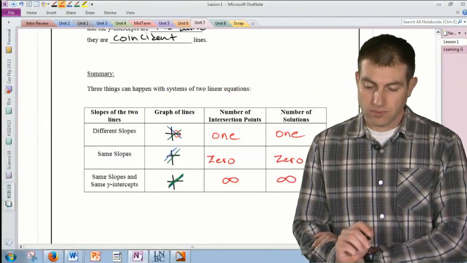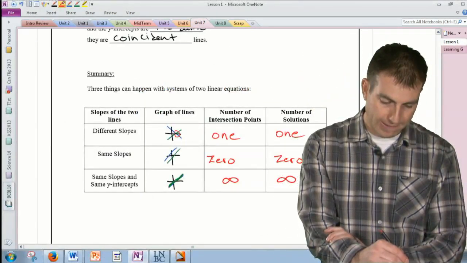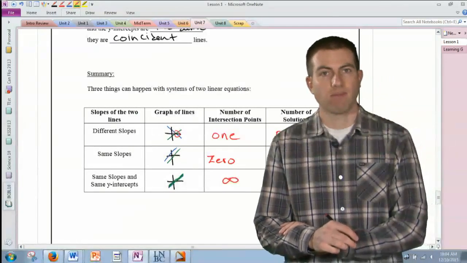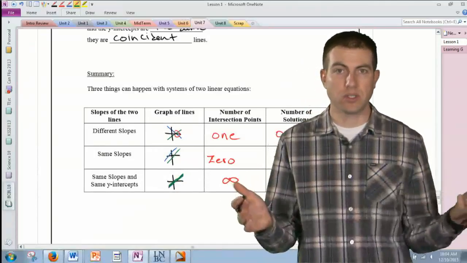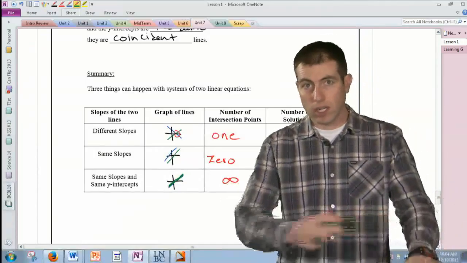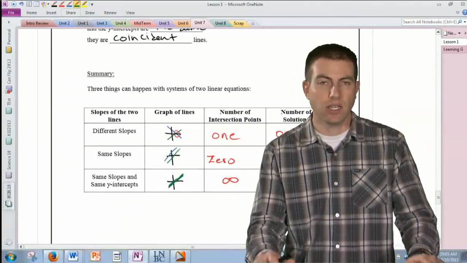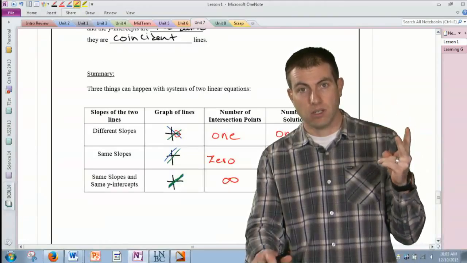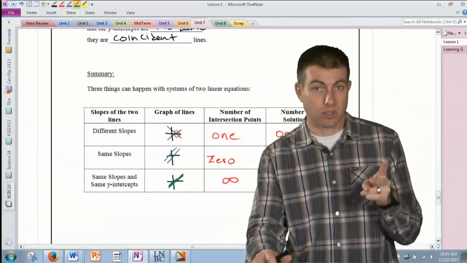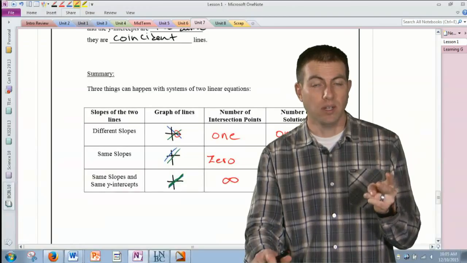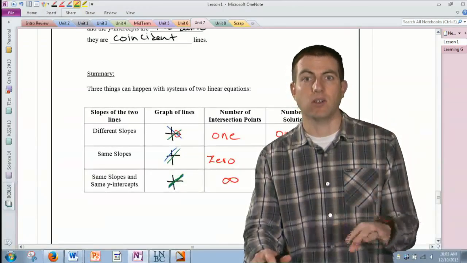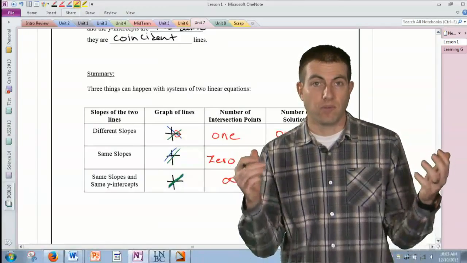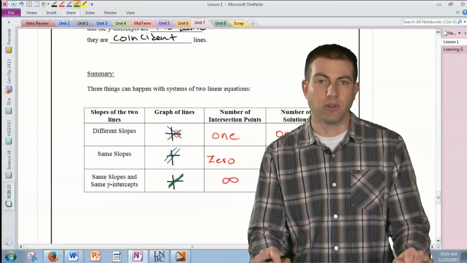So those are the 3 things. If we have 2 lines, those are the only 3 scenarios we can end up with. And the whole rest of unit 7, we're going to try to figure out if we have parallel lines, if we have lines with different slopes and different y-intercepts that intersect at one point, or if we in fact have the same line, a coincident line on top of another line. That's all we're doing for this whole unit. We're just going to look at different ways to figure that out.